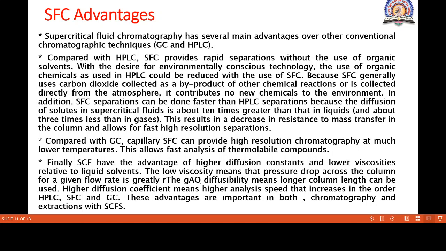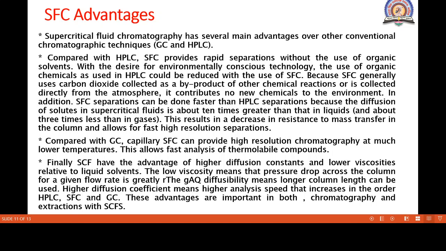This results in a decrease in resistance to mass transfer in the column and allows for fast, high resolution separation. Means SFC is superior to HPLC because in HPLC organic solvents are used, which can be reduced in SFC. The main solvent is CO2, which is collected as a byproduct from many other reactions as well as directly from the atmosphere. That's why it is superior to HPLC.